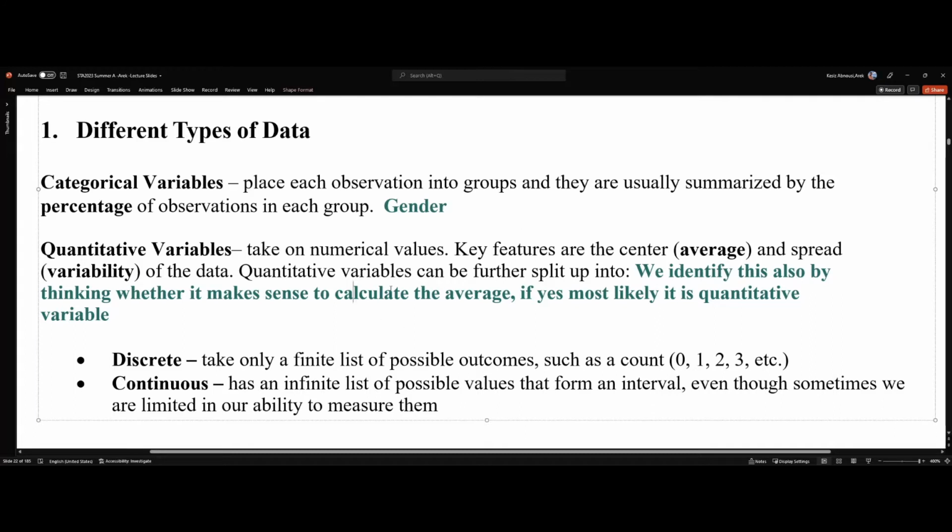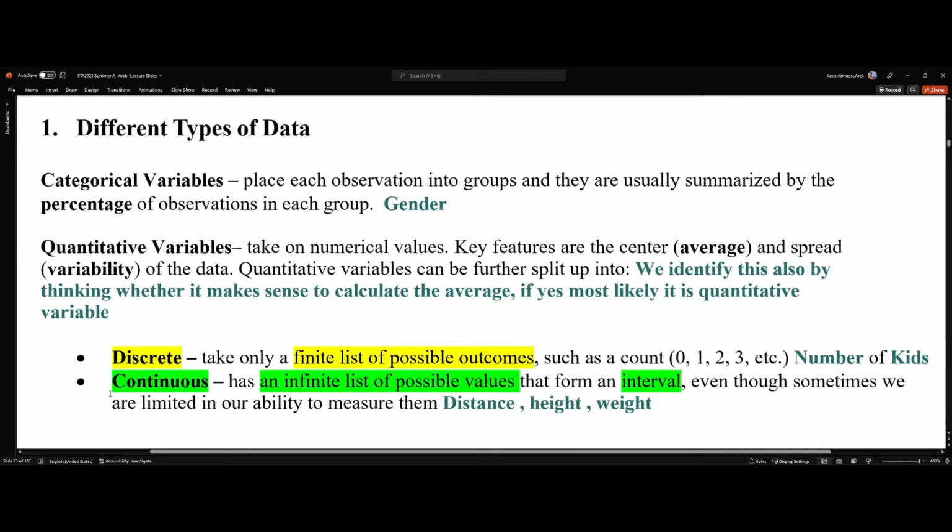So let's start with the discrete. The discrete variables are countable, and they take only a finite list of possible outcomes. An example is the number of students in a class or the number of kids in a family.